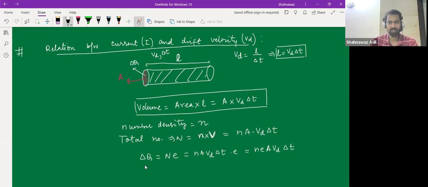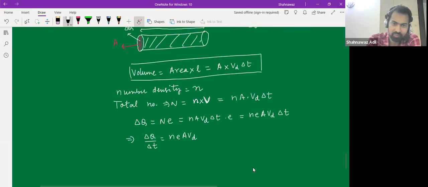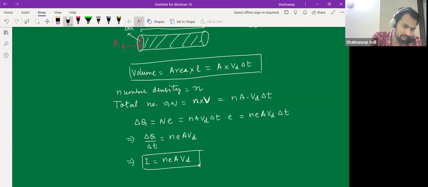And if I take this delta T to this side, this would be delta Q by delta T, which is N e A v_d. So what would be my current? So current would be N e A v_d. Is this clear to you guys? Yes, understood.